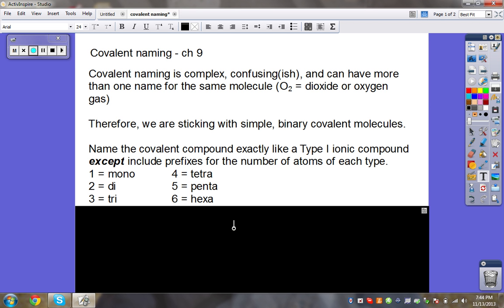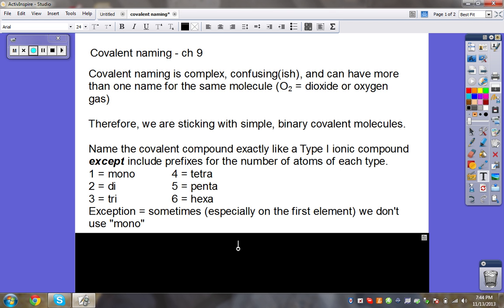So 1 is mono, 2 is di, 3 is tri, 4 is tetra, 5 is penta, 6 is hexa, and really in the scope of this course we're not going to see more than 6. There are other prefixes for 7, 8, 9, 10, and again, if you go further in chemistry, you'll encounter those and you'll need to know them, but you're not going to need to know more than 6, hexa, for this course.